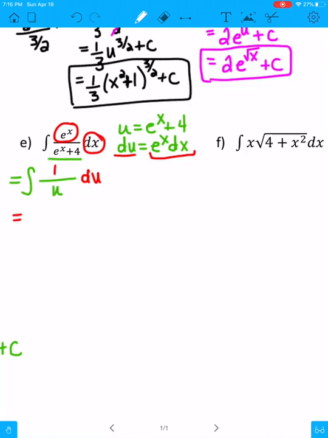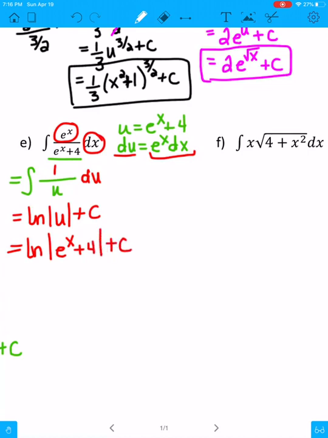The antiderivative of 1 over u is ln absolute value of u. The du goes away when you take the antiderivative and you get a plus c. So I'm going to get ln absolute value of u, which is e to the x plus 4, plus c. And we know we're right.